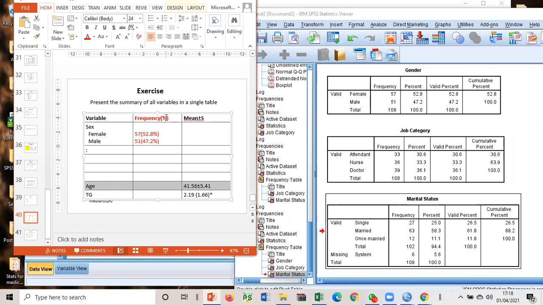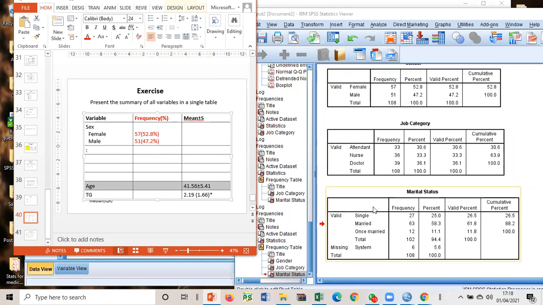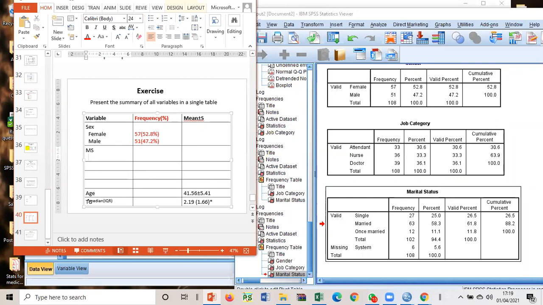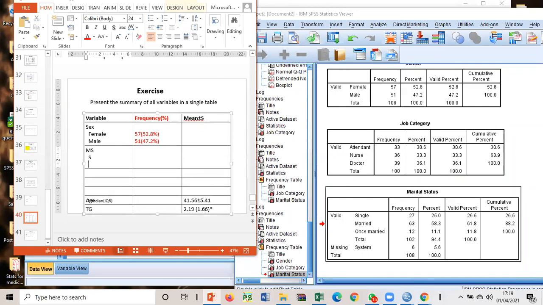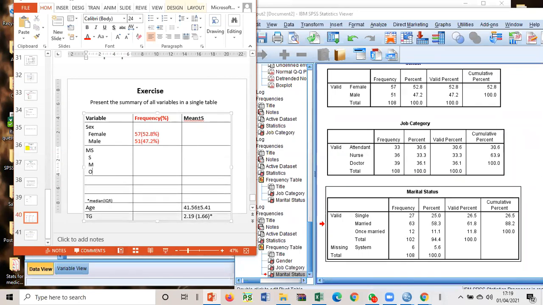Are we clear? Right. Yes, Prof. So now all the values here will be transferred inside here. Now come to marital status. What's number one? Single, married. One's married. And one. So these numbers here, what will be the number here?